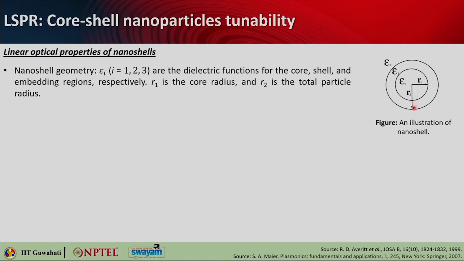So, what is the shell thickness? R2 minus R1. So, the core material is epsilon 1, the shell material is epsilon 2, and the outside surrounding media is epsilon 3.